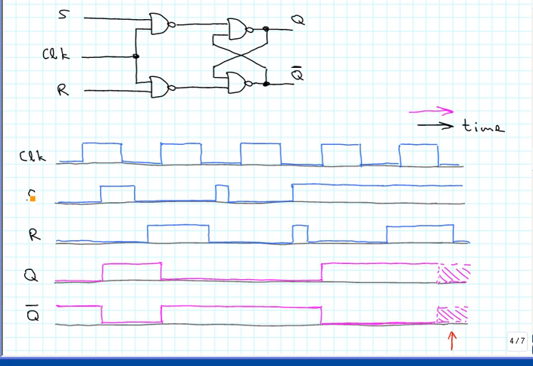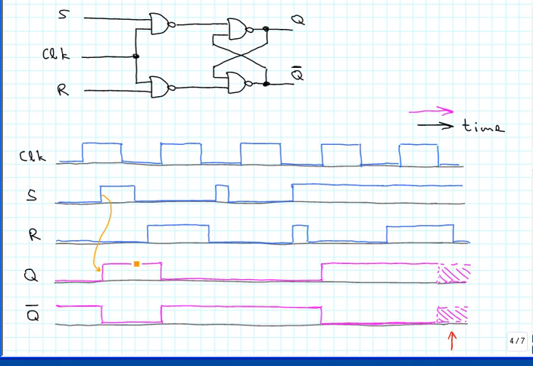So set and reset are shown here with those two particular waveforms. As we go now from left to right, we see that the set here turns on, and it's during the time when the clock is high, and so that will create this particular rising edge on the Q output. So it gets set. And then this continues beyond the time when the clock is on.